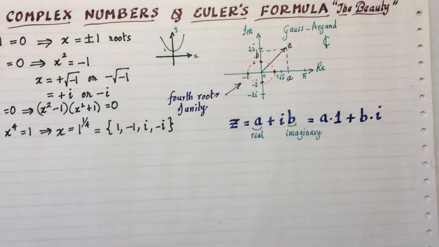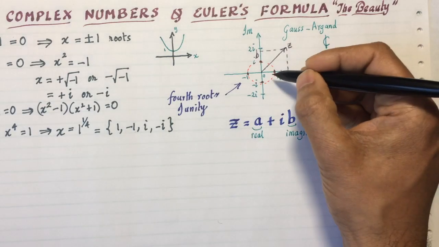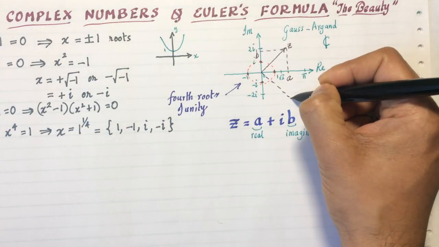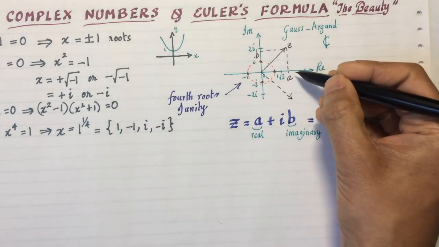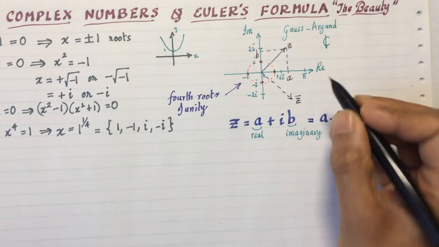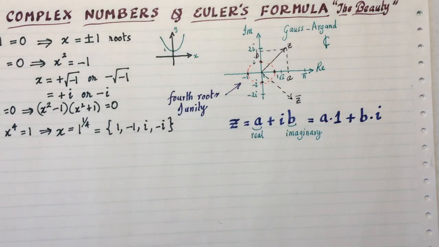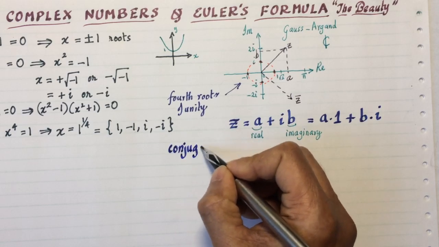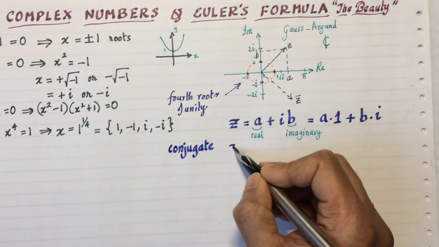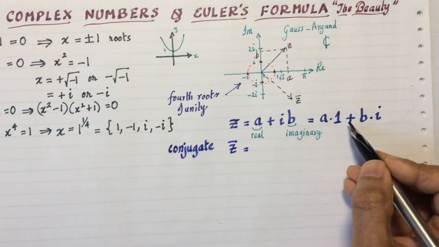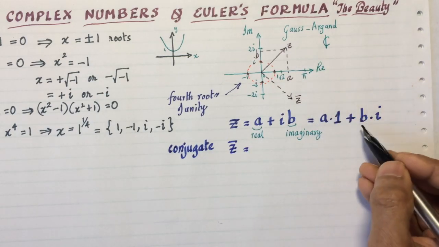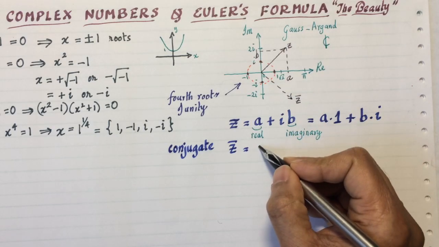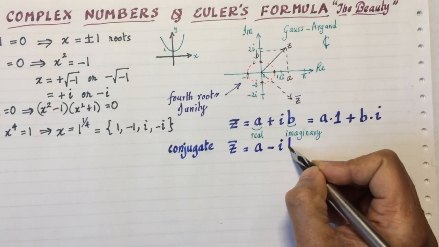Now there's another quantity which is pretty important, known as the conjugate complex number. And you should think of it as the reflection of the complex number about the real axis. That is indicated by the symbol z bar, and that's sometimes called the complex conjugate. z bar is simply the inversion of z, which means that the real part remains the same, but the imaginary part gets inverted. So that's a minus ib.